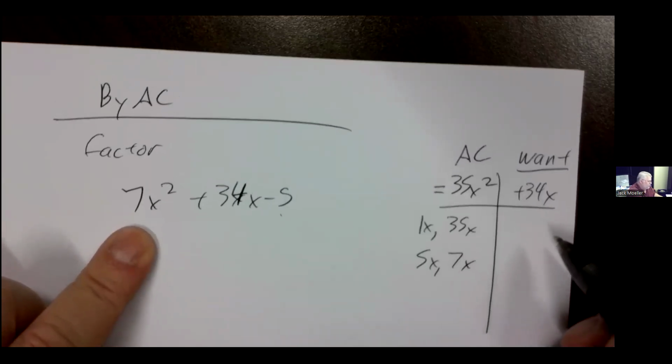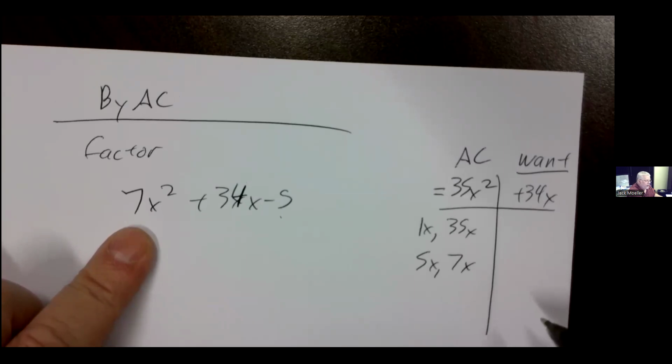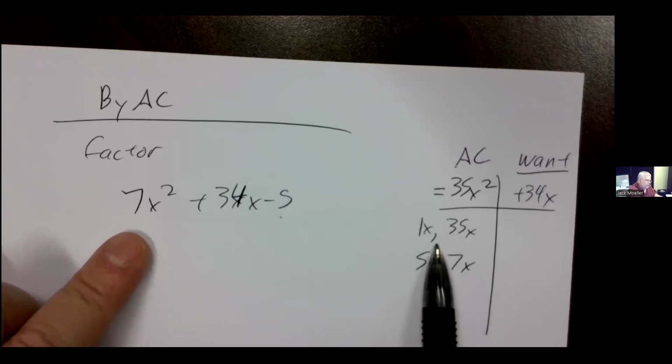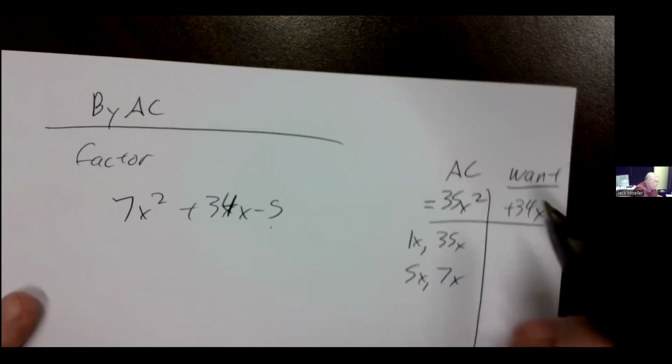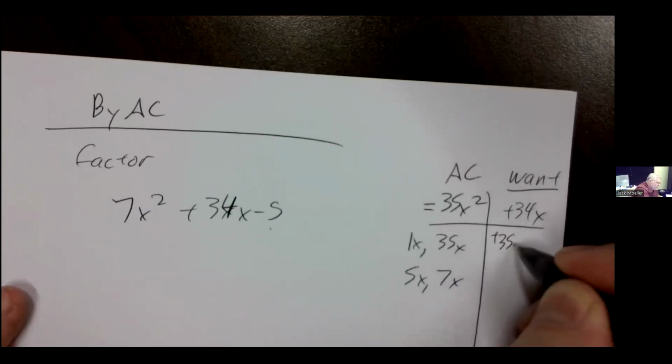Now, how do we get, by adding or subtracting one of these pairs, plus 34x? Well, it's not 7 and 5, because if we add them, we get 12. If we subtract them, we get 2. 35 and 1. Well, how do we get a plus 35? Or sorry, plus 34? We need to do plus 35x minus 1x.